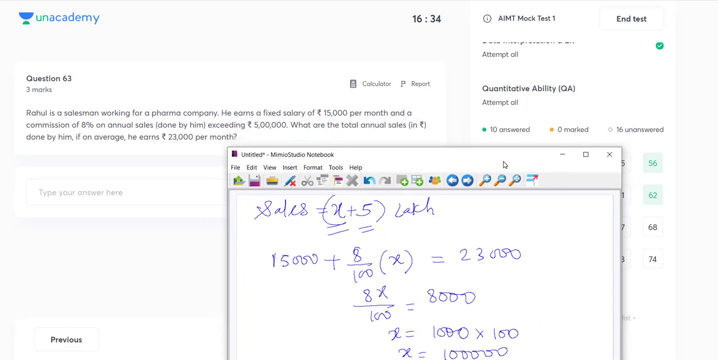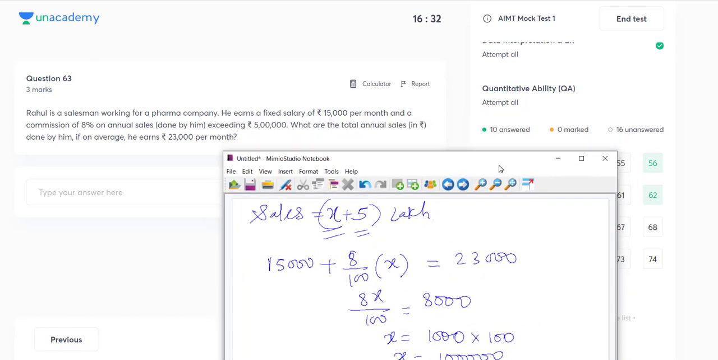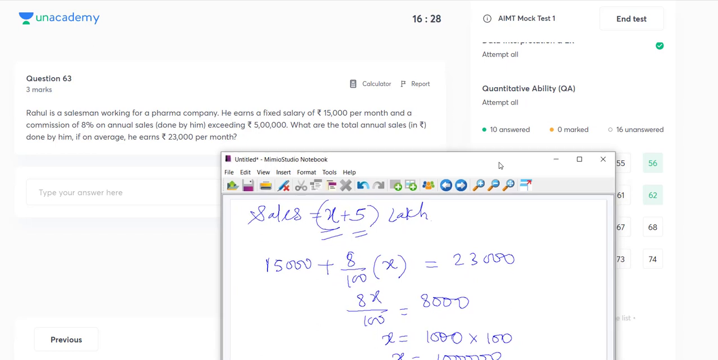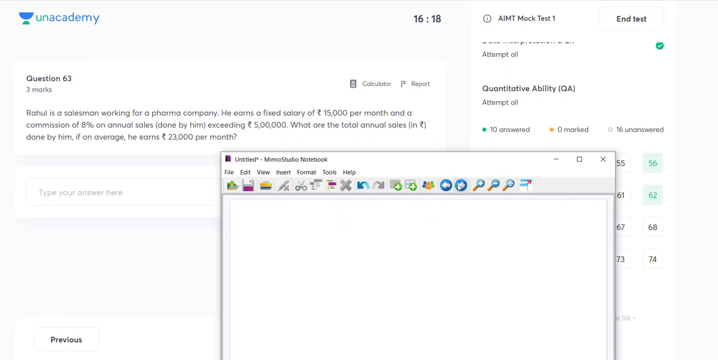Don't make a mistake here. So 6 lakh rupees is the sales, 8% on annual sales done by him exceeding 5 lakh rupees. Hold on, we need to do this question again, okay.